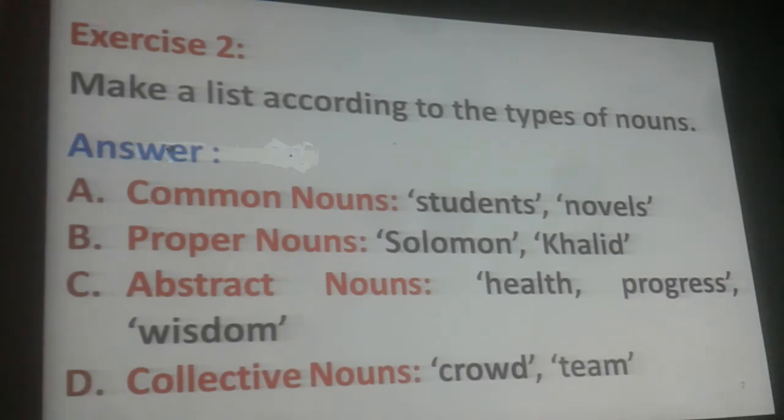And now this second exercise: make a list according to the types of nouns. So we will segregate, we will make a separate list. The list of common nouns, students and novels, this is one list of common nouns. Solomon and Khalid, this is another list of proper nouns. Whereas abstract nouns are actually health, progress and wisdom, they are abstract nouns. Collective nouns, crowd and team, they are known as collective nouns.